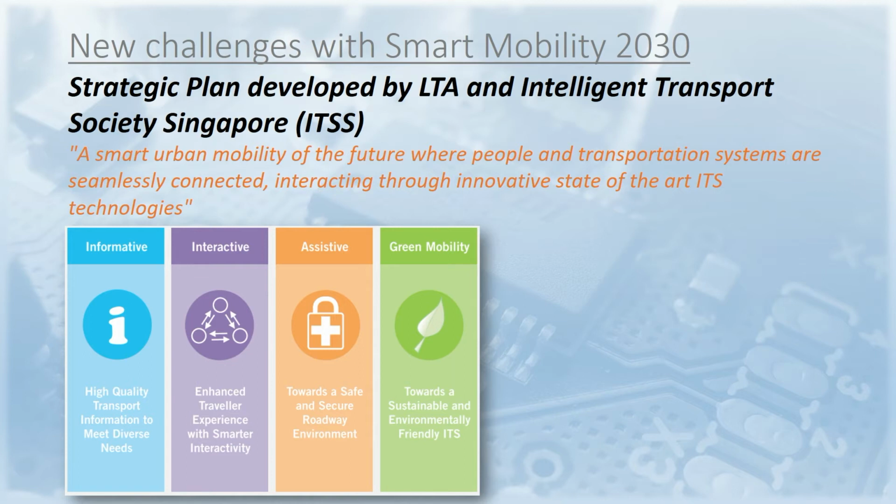The new smart mobility is built on 4 pillars: information, interaction, assistance, and ecology. More precisely, it will use high-quality transport information to meet diverse needs. Smart interaction will support enhanced traveler needs. Assistive technologies will ensure a safe and secure road environment. And last but not least, green technologies will provide a sustainable and environmentally friendly transportation system.